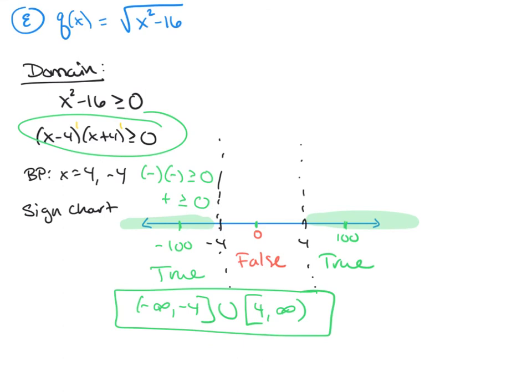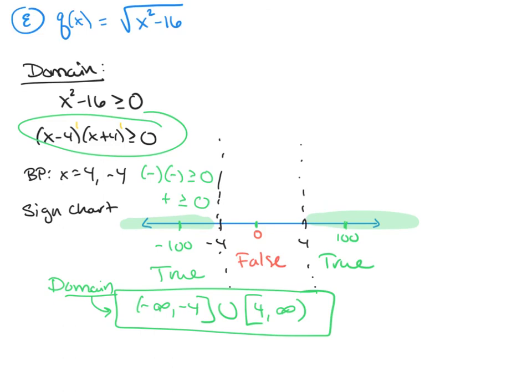And what this means for the domain is we can pick any x value in this set of intervals, and we plug it into Q of x, and we should get something that's perfectly acceptable as an output. Not error on our calculators.